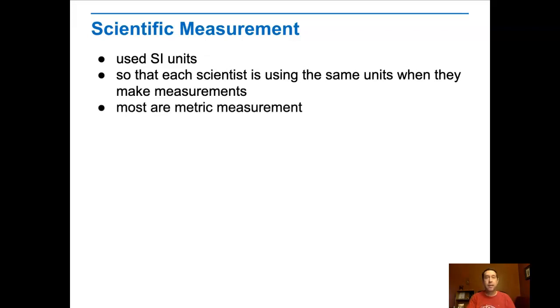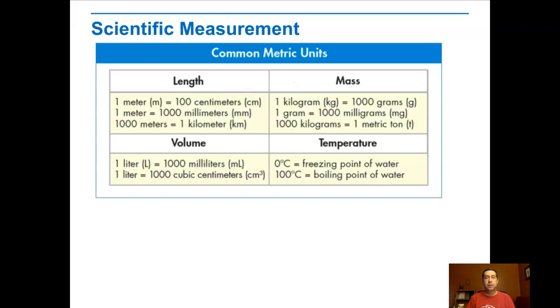Most SI units are metric measurements. Not all of them, but a big part of them are. So common metric measurements that are part of the SI system are, for length, we use the meter. And then we have prefixes in the metric system that tell us whether that's a fraction of that or it's a multiple of that. Like a centimeter is 1/100th of a meter. It takes 100 centimeters to equal a meter. A millimeter is 1/1000th of a meter, 1,000 millimeters in a meter. A kilometer is 1,000 meters. It's 1,000 times bigger than a meter.